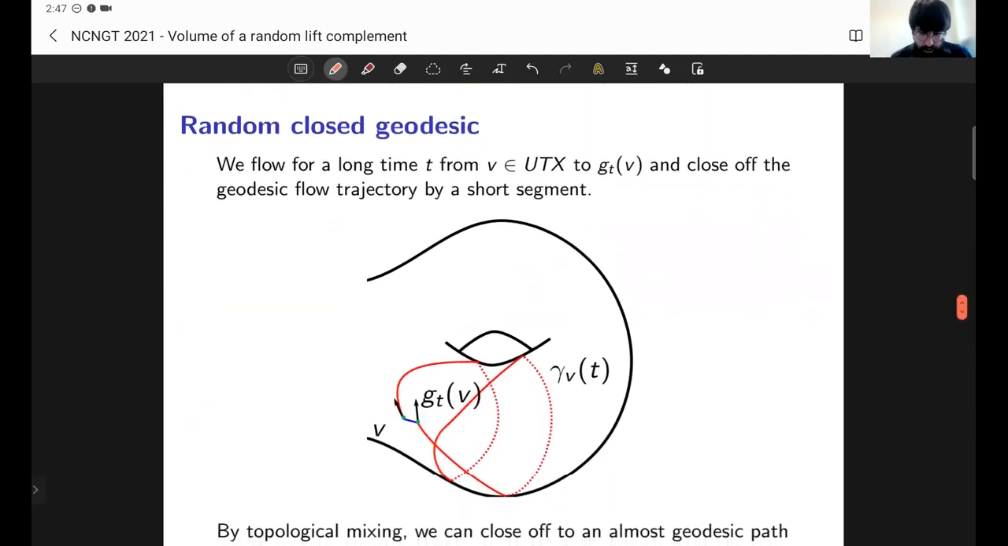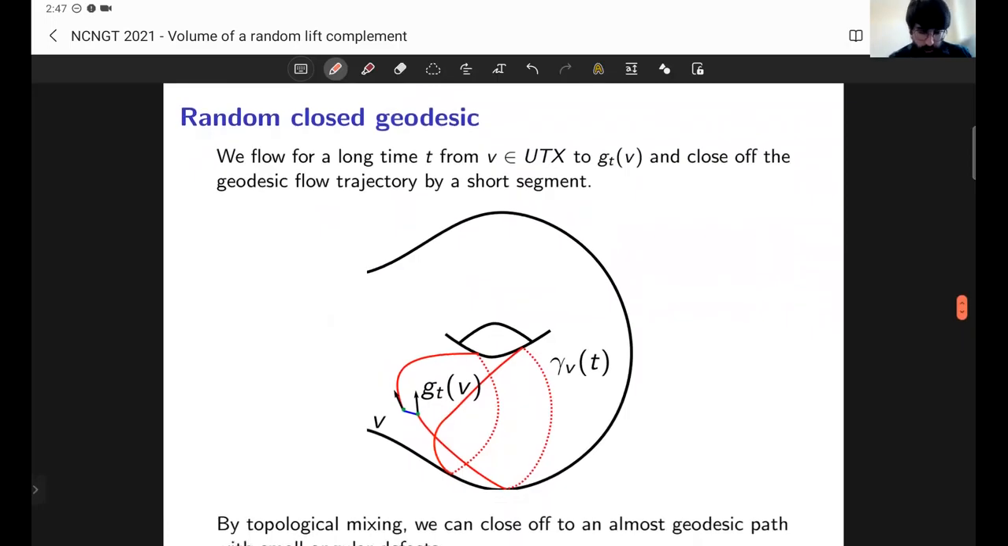And so using this as one of the ingredients, we'll build this random closed geodesic. So here's how we will build it. Pick a point at random with respect to the volume measure on the unit tangent bundle, and flow along the geodesic flow for a very long time.